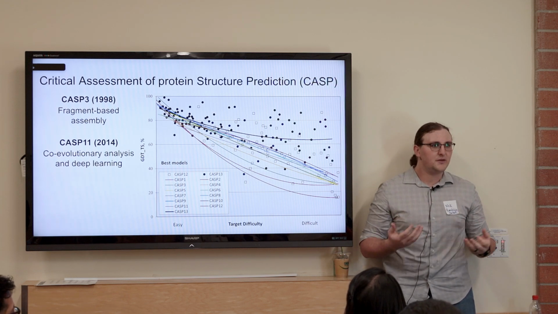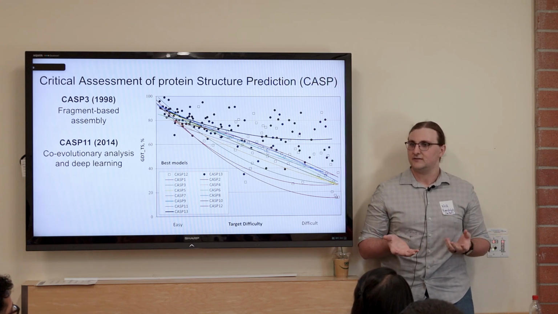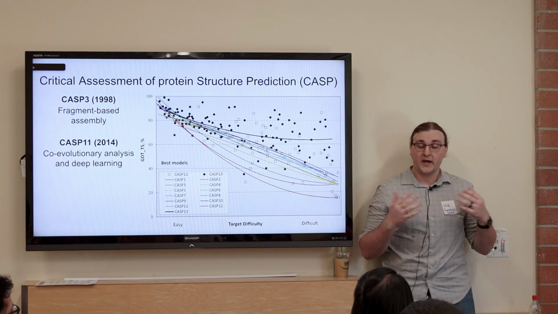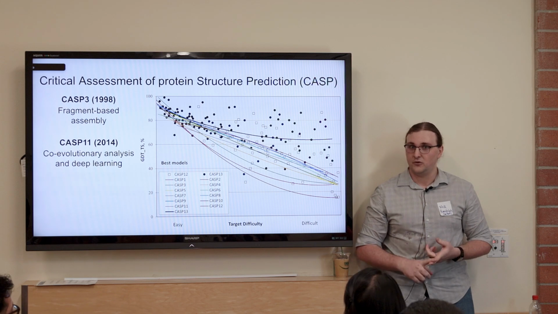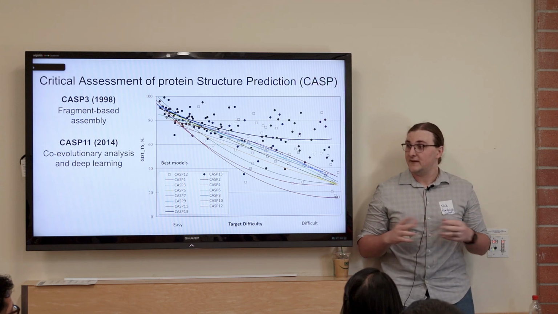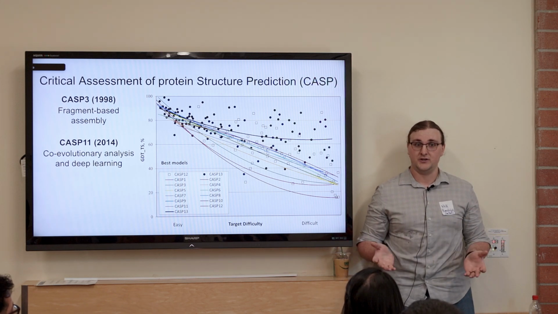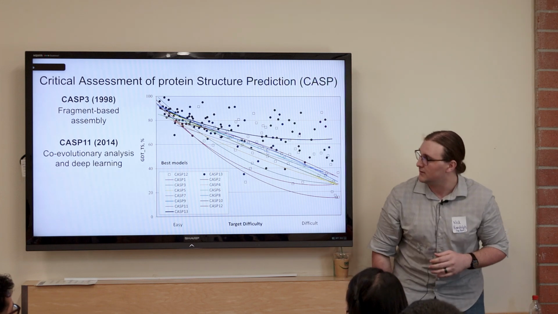That forms the basis of these co-evolutionary analysis methods, and that's also the backbone of why all the structure prediction networks that we're seeing now, AlphaFold, RoseTTAFold, all of these, are able to work. They're all using this co-evolutionary analysis, as we'll talk about later.